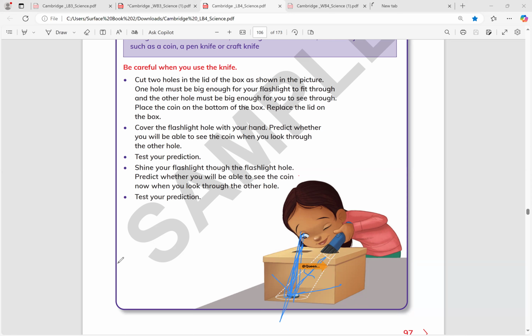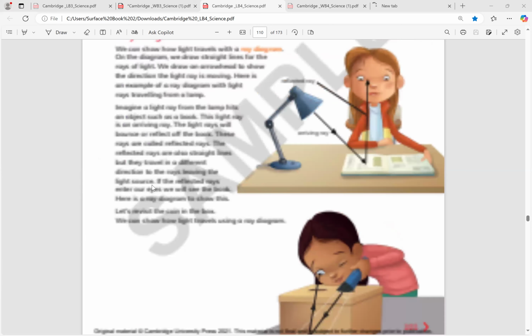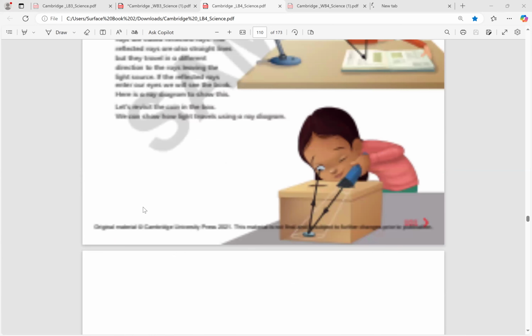Yes, so it goes to the eye, right? Yes. Correct. Yes, it goes to the eye. Good job. It is correct. It goes to your eye. As you see, that's the correct answer. It goes from here to here.